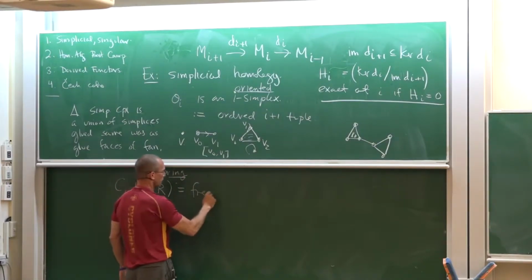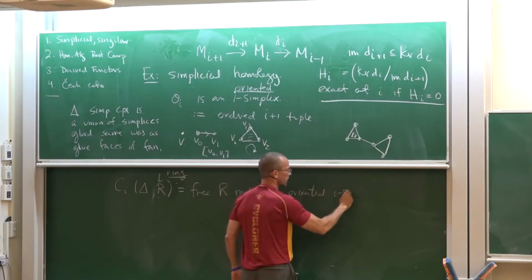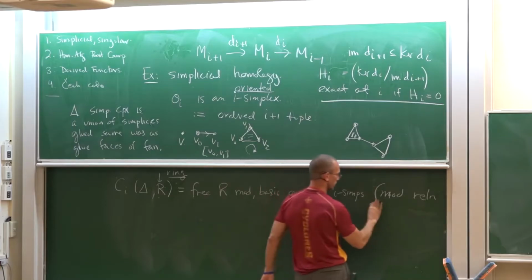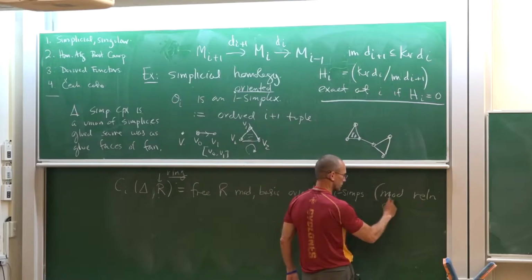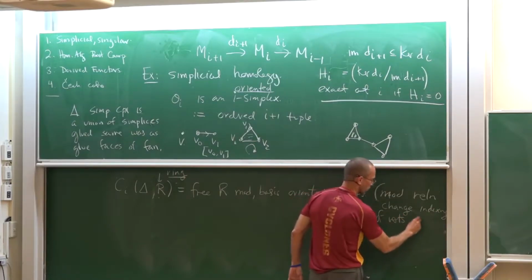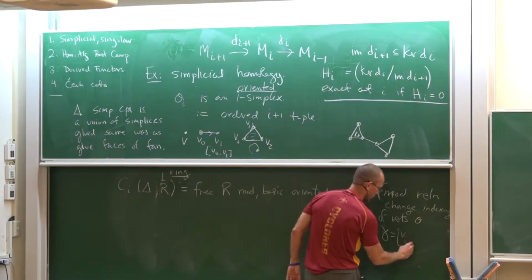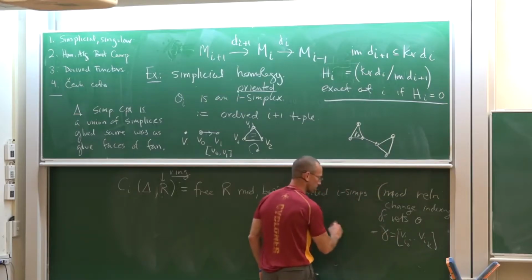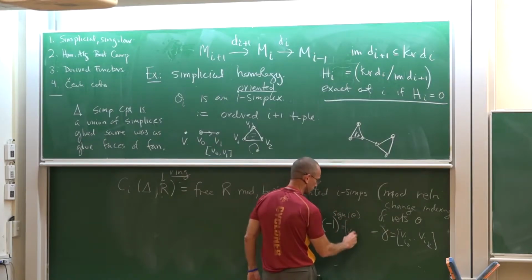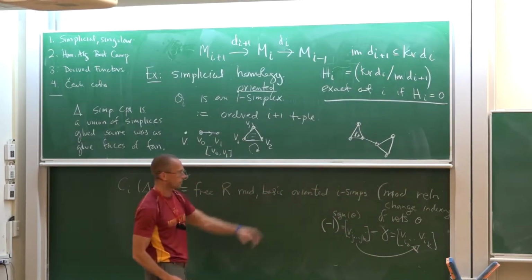So this is going to be a free R-module with basis the oriented i-simplices, modulo a relation: if I have two simplices, and I've changed the indexing of the vertices by a permutation sigma, then gamma, which is equal to (v_{i0}, up through v_{ik}), a k-simplex, is the same thing as (-1)^{sign of sigma} times (v_{j0}, up through v_{jk}), where sigma is a permutation that takes this to this. So all I care about is the sign of the permutation when I change the ordering of the vertices.